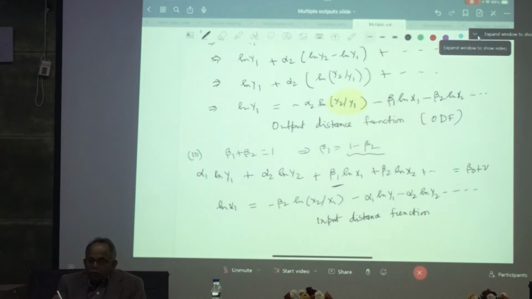Now you get beta 2, you are not getting beta 1. How do you get beta 1? Once you get beta 2, you can get beta 1 by looking at this relationship. Right? So you are basically getting all the parameters. Okay.